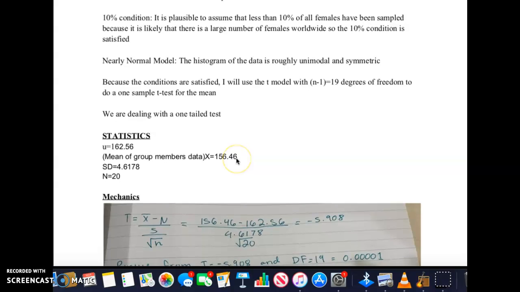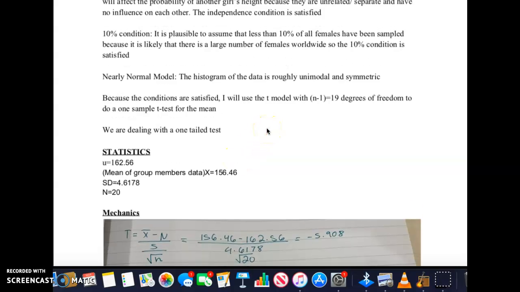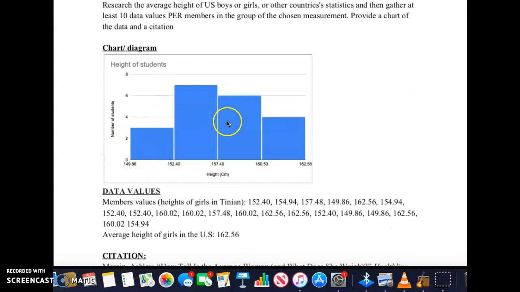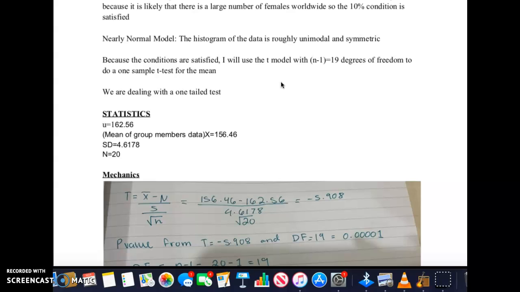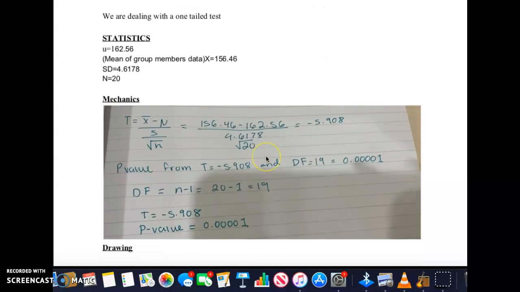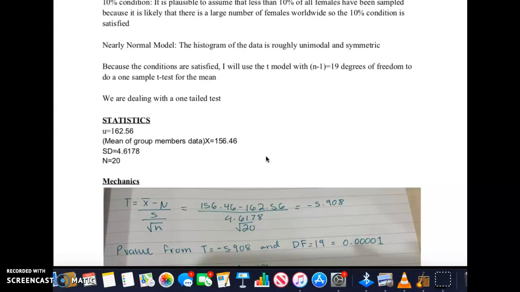So that is satisfied. And for the nearly normal condition, we can assume that our histogram is roughly unimodal and symmetric as seen here, and that condition is met as well. So all conditions are satisfied, meaning we can use the t-model with 19 degrees of freedom to do a one sample t-test for the mean. I will now pass this over to Isa Long, and she will be explaining the other half of the one sample t-test.